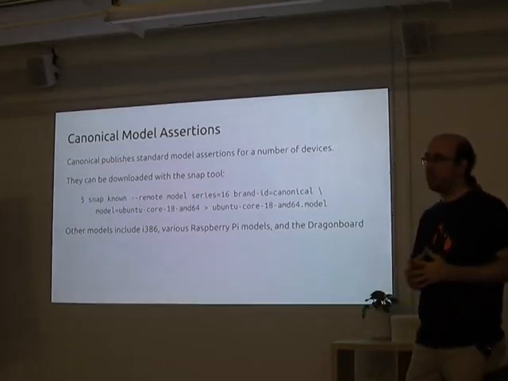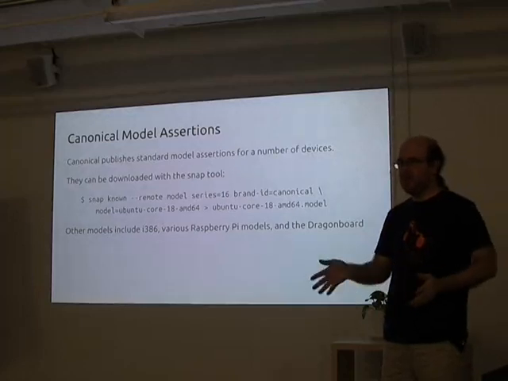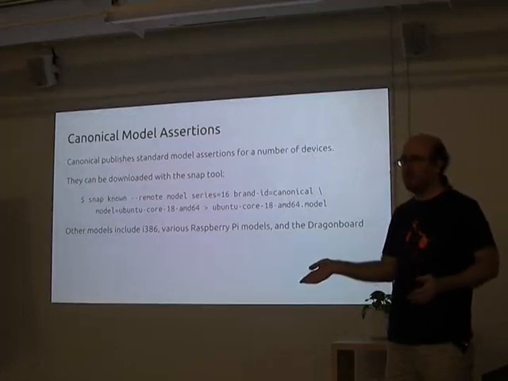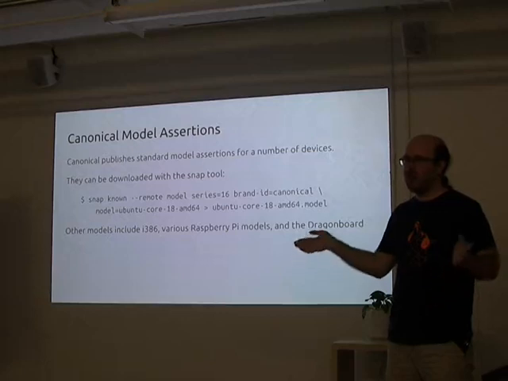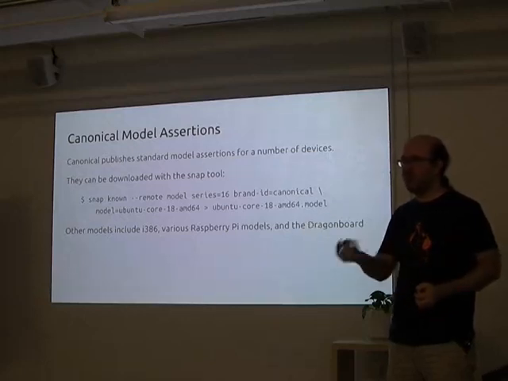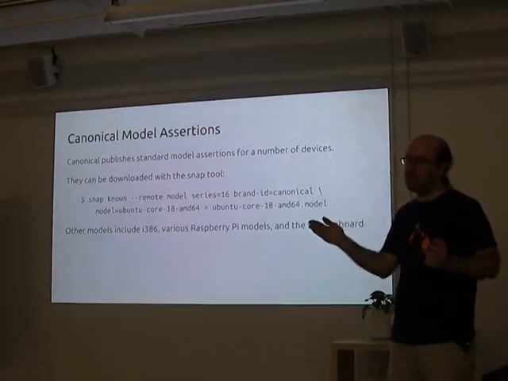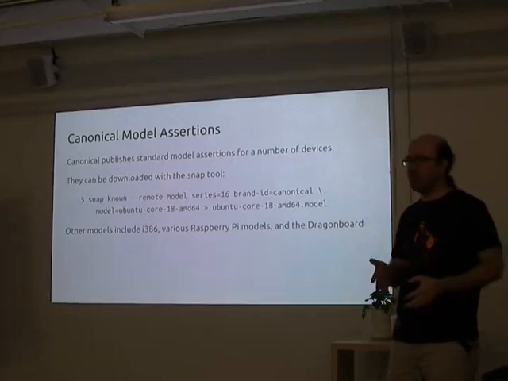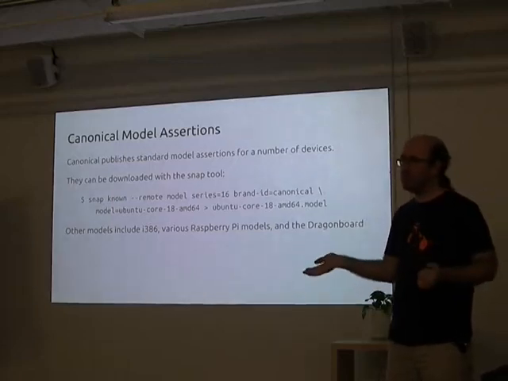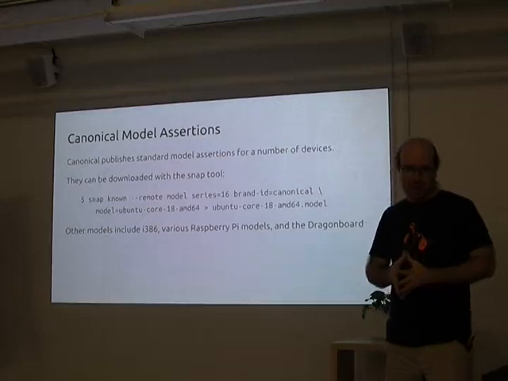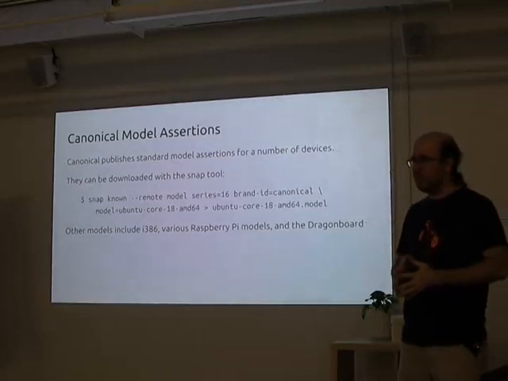Then tying all those snaps together is a model assertion. This basically describes how to put together a device, identifying the base, the kernel, and the gadget, and any applications which are required.